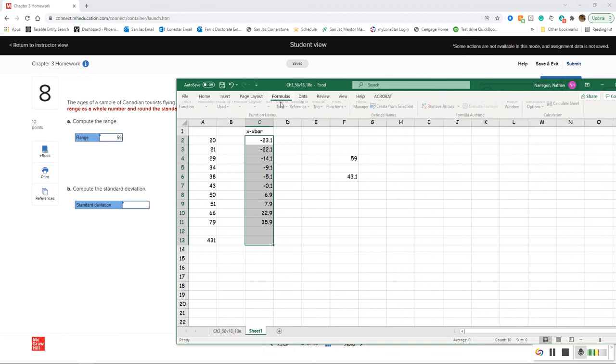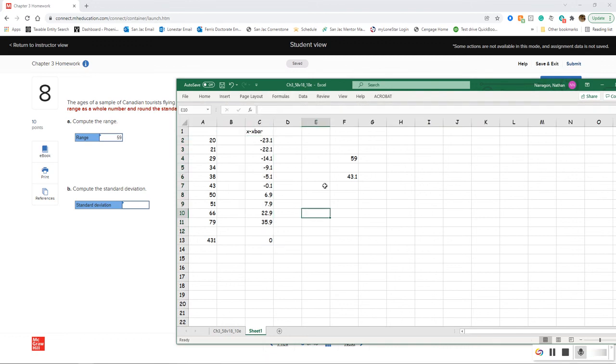And make sure we auto sum, just to make sure it's 0. It will always 0 out.